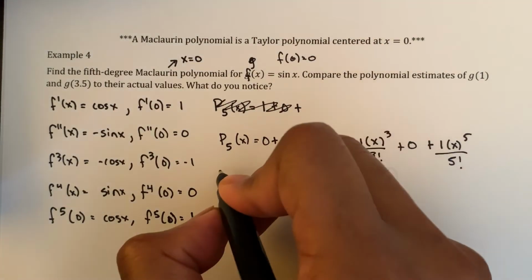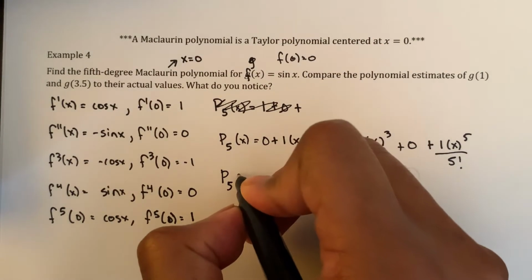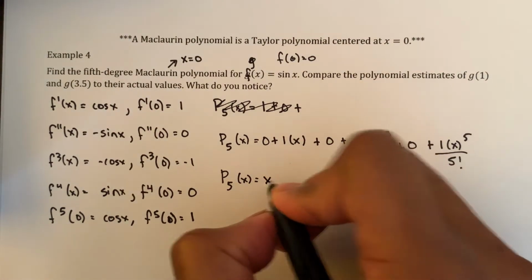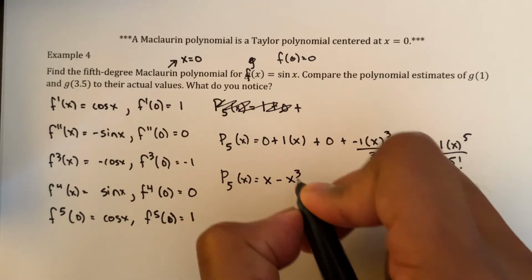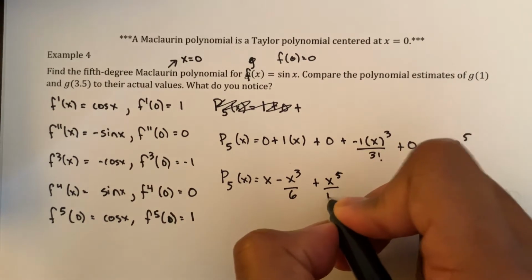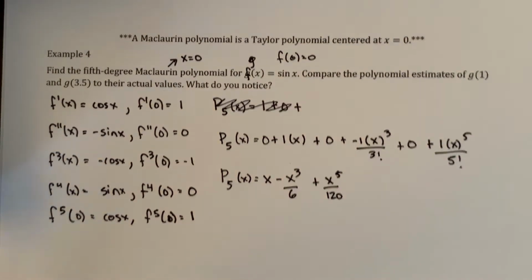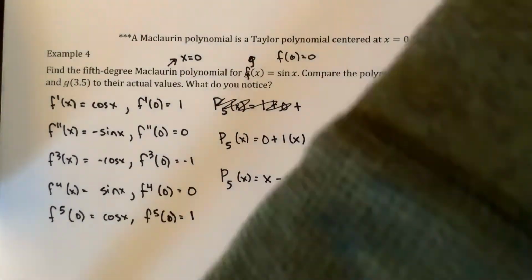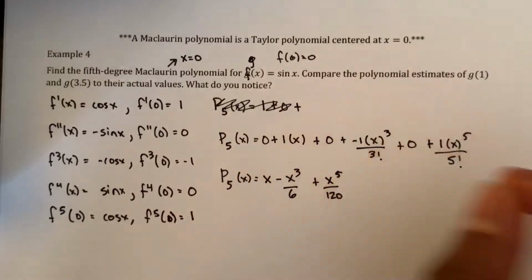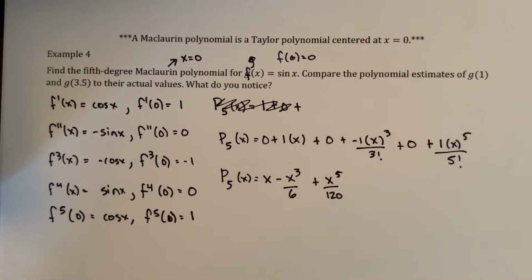So we simplify this down to something that looks smaller, and without the zeros, we're going to have x minus x cubed over 6 plus x to the 5th over 120. So when we graph the... you know what, we don't need to graph it. Actually, we'll graph it so you can see why there's going to be a disparity in some values.